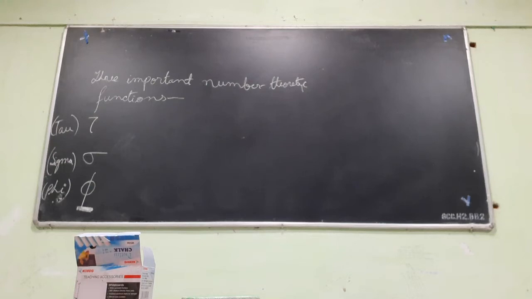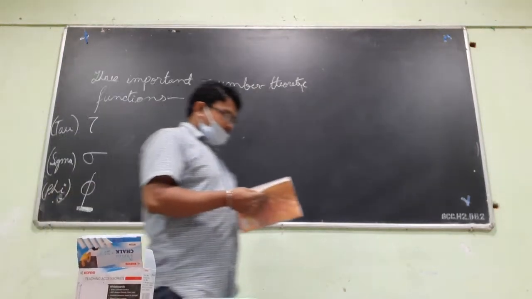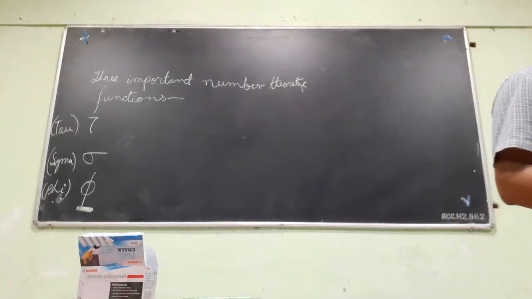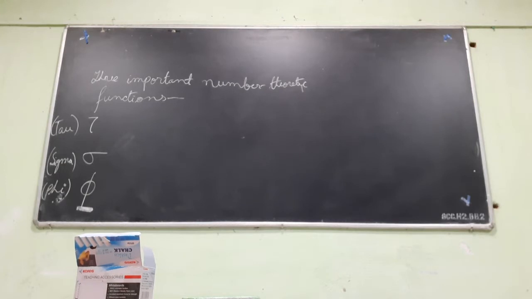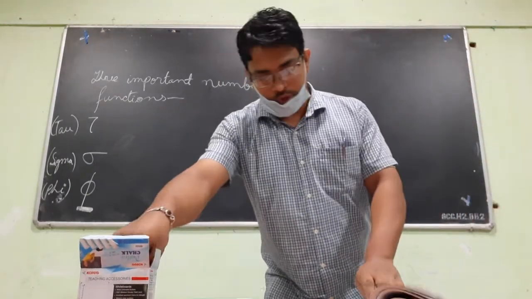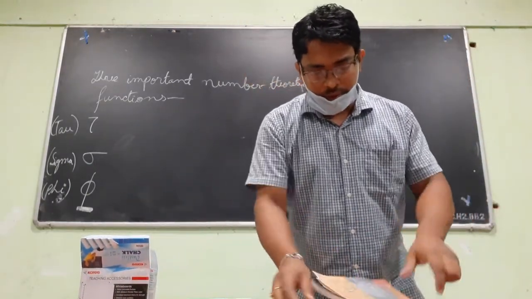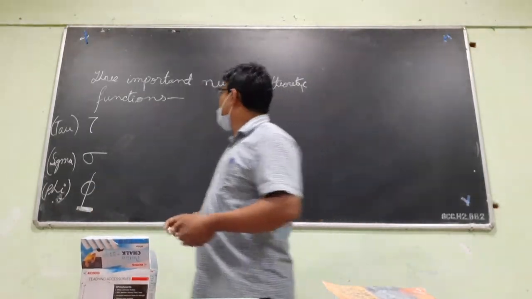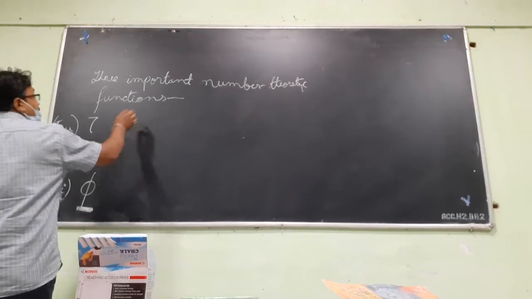One of them gives the number of positive divisors of a positive integer. So we are following this number theory by David Barton. This is a very nice book, very important book for number theory. So these are number theoretic functions.